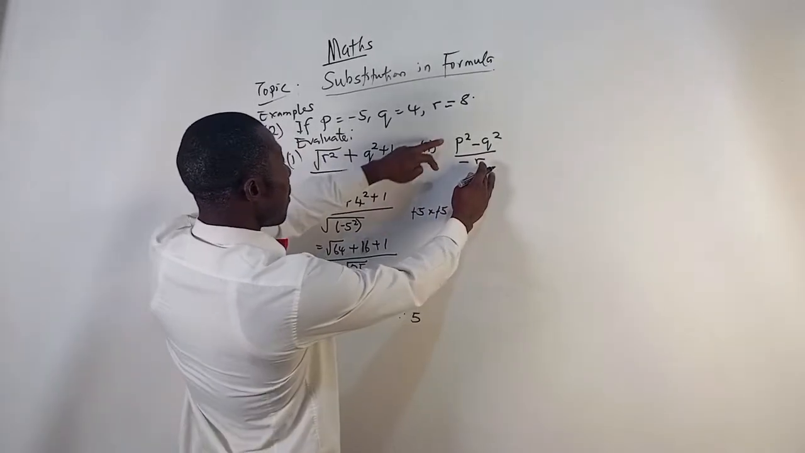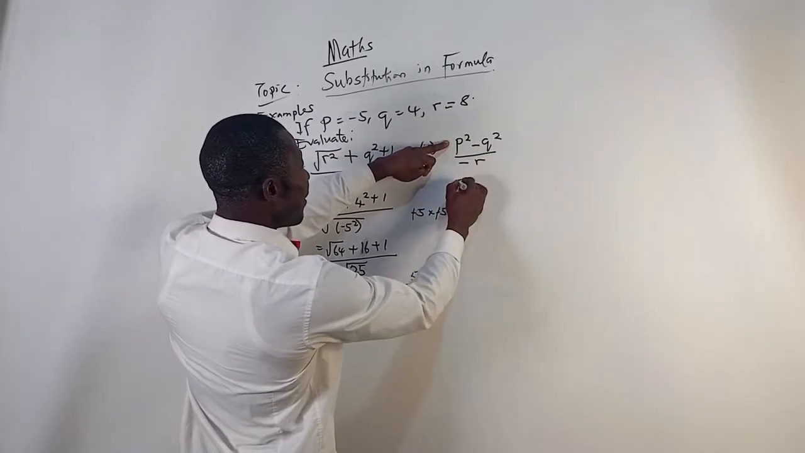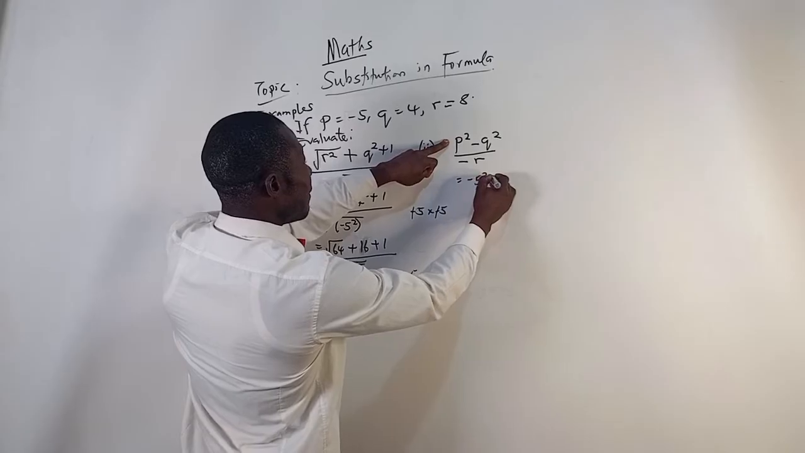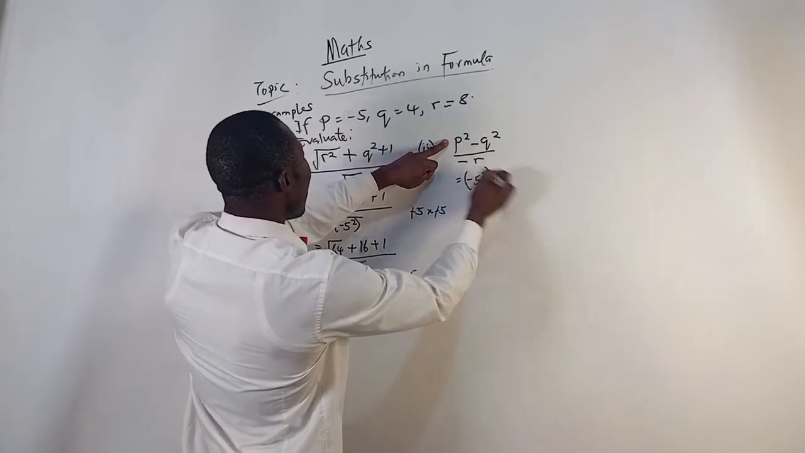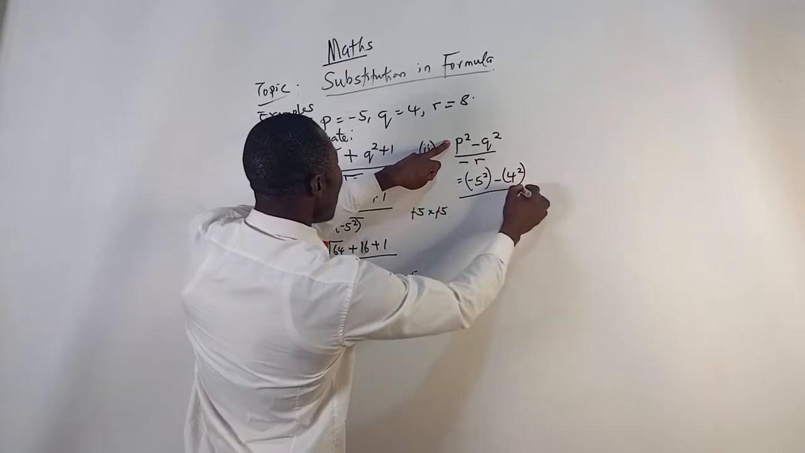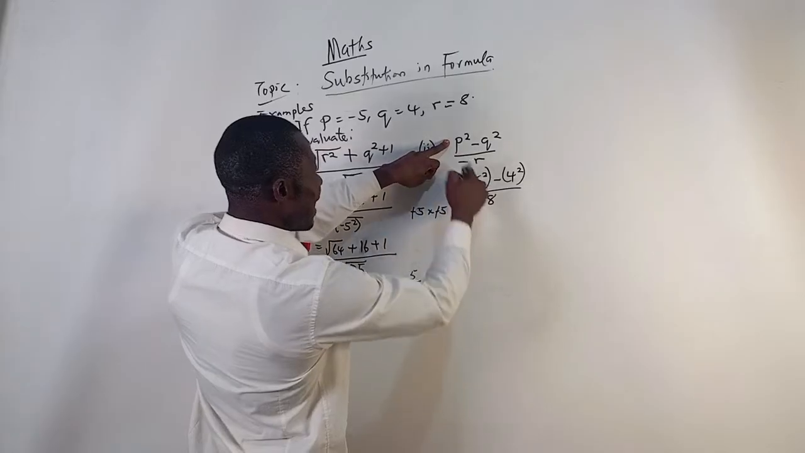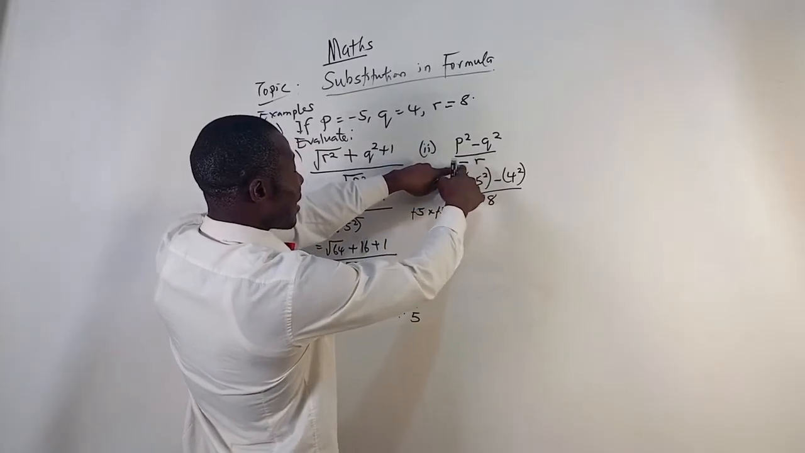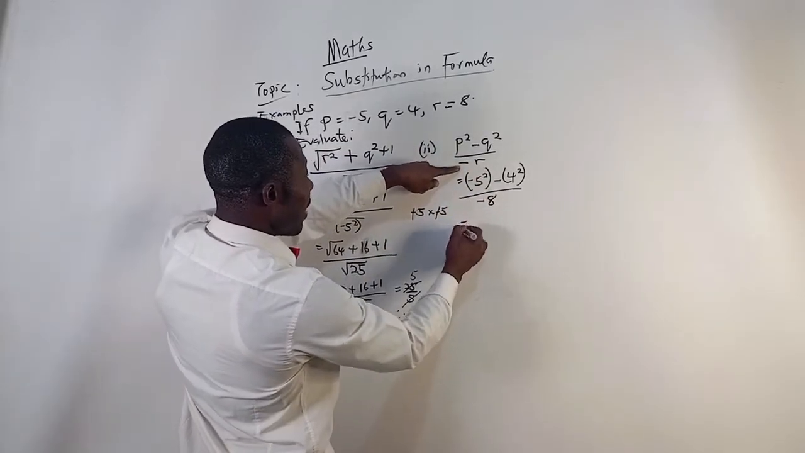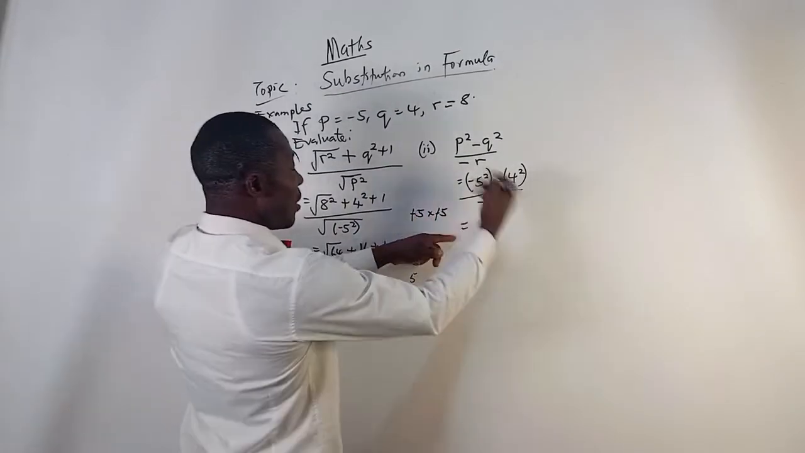The other question, p squared, where p equals minus 5. We now have minus 5 squared minus q squared, that's 4 squared, everything over minus 8. This r is carrying a minus. So this one will now give us minus 5 squared, like what we've done there. Minus 5 times minus 5 will give us 25.